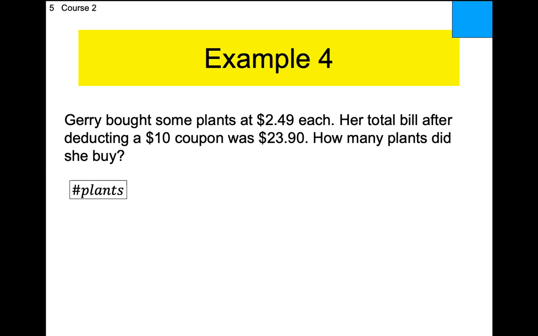Okay, but then it says they cost $2.49 each. So what am I going to do with that? Multiply by the number of plants, right? So times that. When I put a multiplication symbol, I do, right? But then it says you go to the cash register and what happens? You have a coupon. Does a coupon add money or take money away? Take money away. So what do you want me to write? Subtract 10, right? Where's my subtract 10?